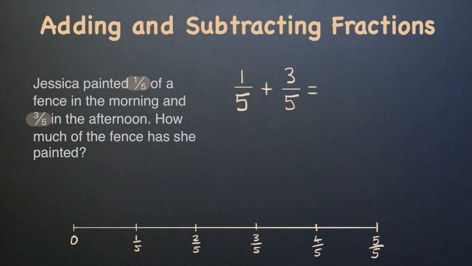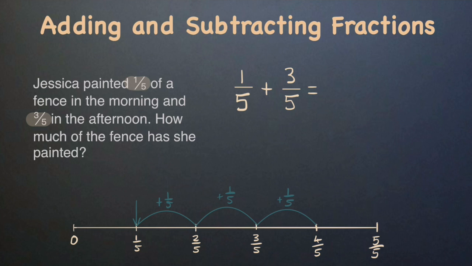She painted 1/5 in the morning. That's going to be this. We're going to be starting just here. So 1/5, and then she's added on 3/5. So we could go, that's 1 more fifth, 2. So that's adding 1/5. This is adding 1/5. This is adding 1/5. And we can see once we've added the 1/5, we get 2/5, then 3/5, then 4/5.